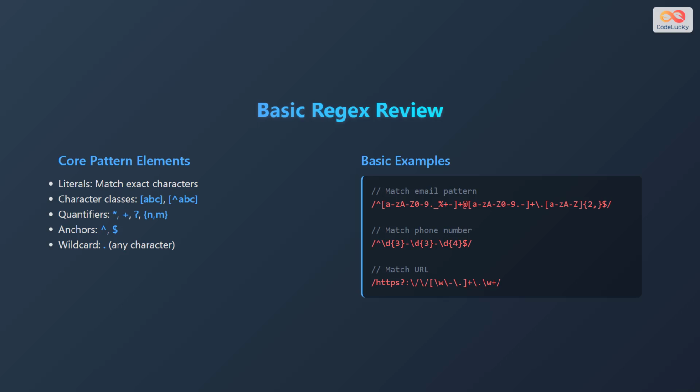To match an email pattern, we can use a regular expression that checks for alphanumeric characters, periods, underscores, percentages, pluses, and minuses before the @ symbol, followed by more alphanumeric characters, periods, and a top-level domain of at least 2 letters. To match a phone number, we can use a pattern that checks for 3 digits, followed by a hyphen, then another 3 digits, another hyphen, and finally 4 digits. And to match a URL, we can use a regular expression that looks for HTTP or HTTPS, followed by ://, then alphanumeric characters, hyphens, and periods, ending with a top-level domain.